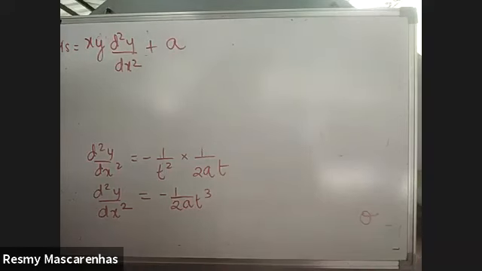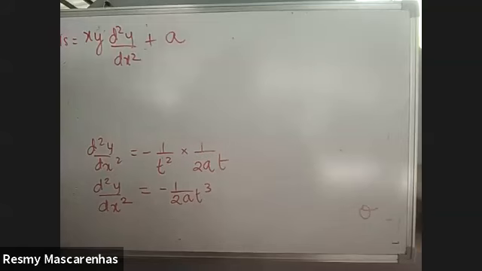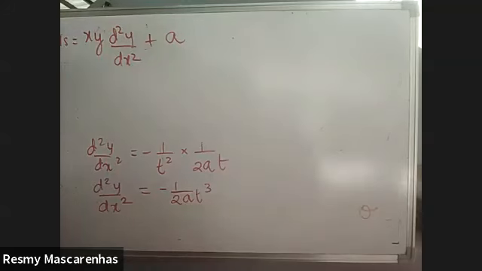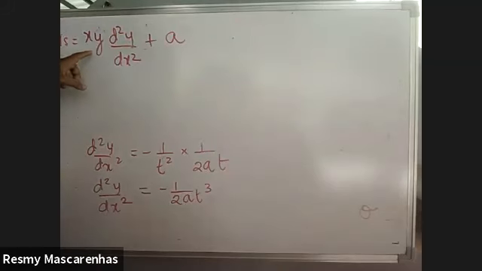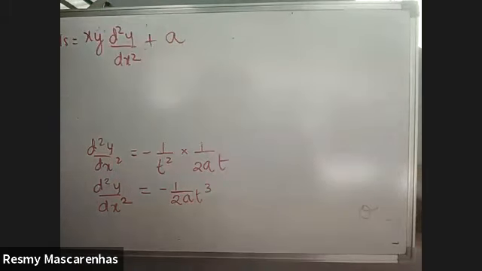In xy, we have to put the value of x and y and then multiply. Yes, you have to substitute the value of x and y also. X will be at square and y will be 2at, and then multiply. And then put this value also, all the values. Done. And then somehow they will get cancelled and the answer you'll get is minus a. And then minus a plus a will give you 0.